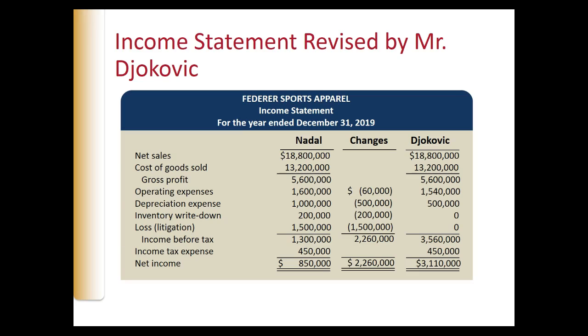The elimination of the inventory write-down decreases net income by $200,000. The reduction in depreciation estimate increases net income by $500,000. And then the elimination of the contingent litigation liability increases net income of $1,500,000. Note, the income tax expense did not change because of all these changes that affect financial income, but not taxable income.